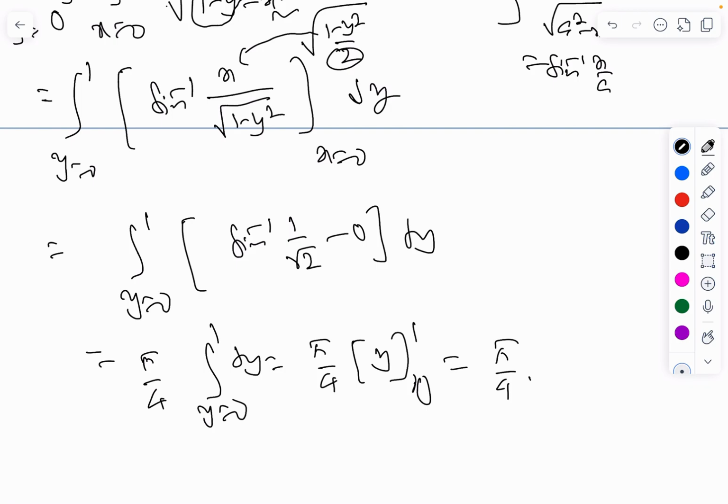So these are the kind of examples where we have the limits of integration given in terms of variable. We shall solve some more examples in the next video. Thank you.